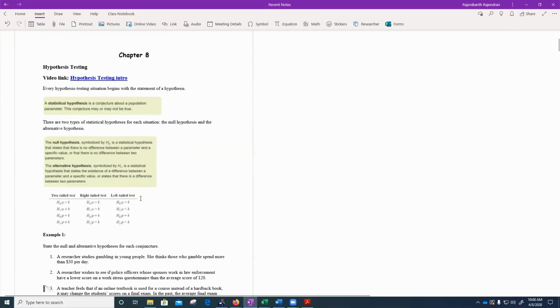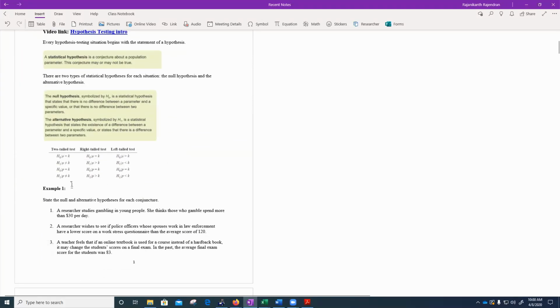Last time we saw how to set up hypothesis testing. There are three ways you could set it up. One is called two-tail. If it is a two-tail test, you have to have a not equal sign in your alternate hypothesis, right? For the right tail test, you have to have a greater than sign. For a left tail test, you have to have a less than sign in your alternate hypothesis, right?